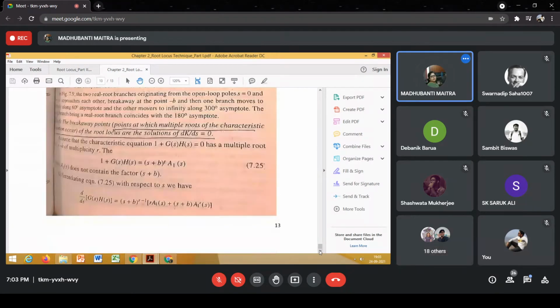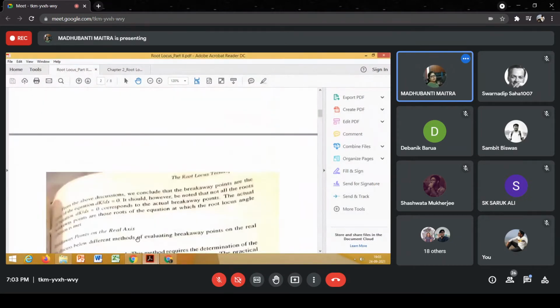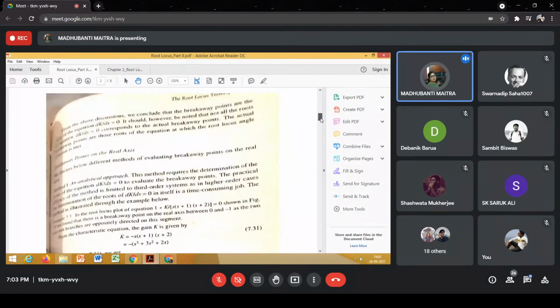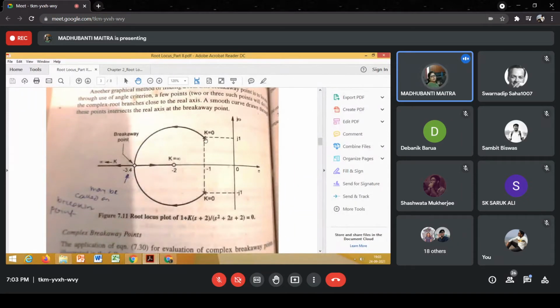Now let us discuss another example. These two are the complex conjugate open loop pole pair, and this one is the open loop zero, located at s equal to -2, and the complex conjugate open loop poles are located at s equal to -1 plus minus j1, right?